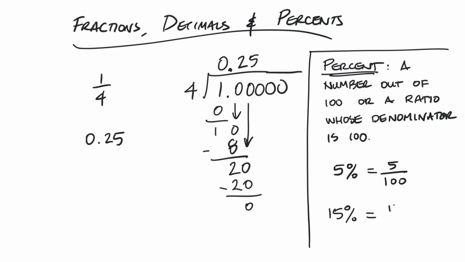15% is 15 out of 100. 3.2% is 3.2 out of 100. Okay, so it's really easy to go from a percentage to a fraction because it's whatever is here out of 100. Very simple. If we had 500%, that is 500 out of 100. Okay, so we're going to go from a percentage to a decimal here. To get there, I'm going to write it as a fraction first.